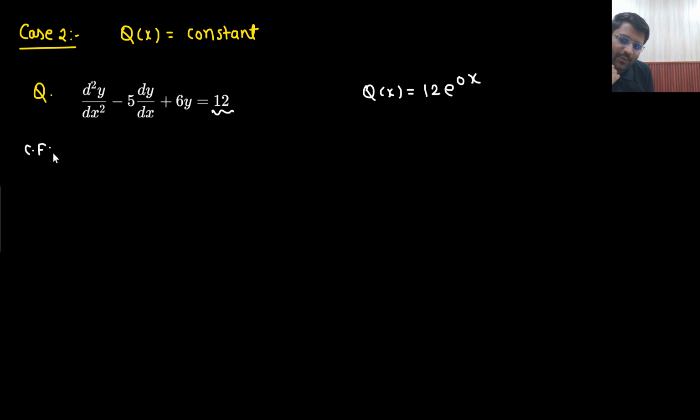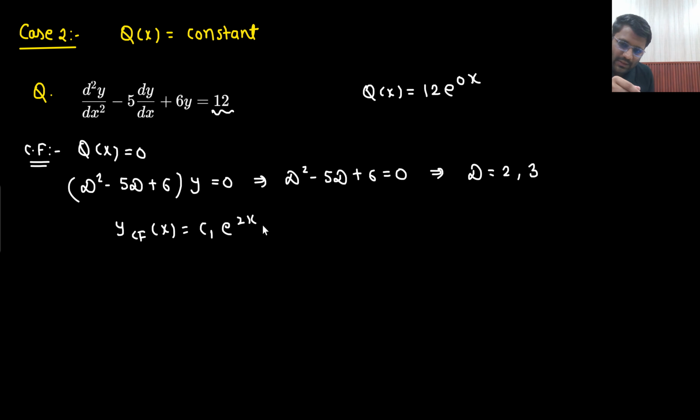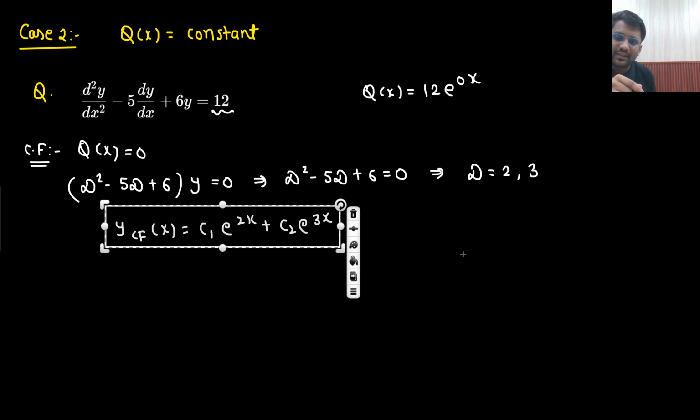For CF, sir, the same process. CF will be same in all the cases, with q of x being 0. So d square minus 5d plus 6 into y, I am simply taking y common, equals to 0. So from here you are getting d square minus 5d plus 6 equals to 0. So value of d is coming out to be 2, 3. So the CF that I will be getting is C1 e to the power 2x plus C2 e to the power 3x. That's the complementary function.